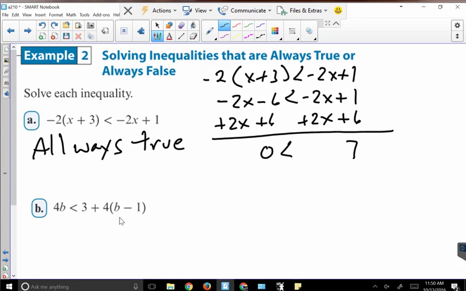So somebody give me a number that they think won't work. 10? Well, let's see. If I put 10 in here, what's 10 plus 3?